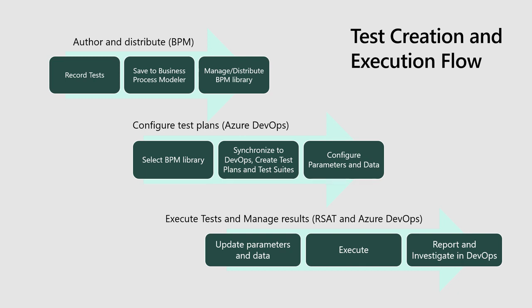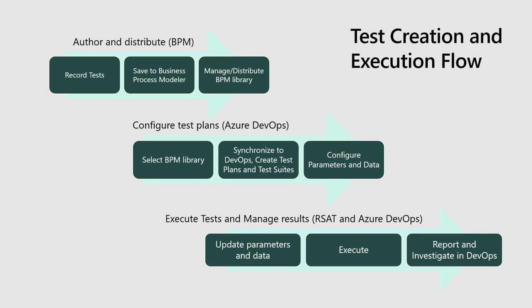The RSAT tool itself does not need BPM to run. It just needs to connect to your DevOps test cases. So if you manage to get your test cases manually in DevOps without using BPM synchronization, it will work as well. So as I said, you use BPM to author and distribute your test cases.